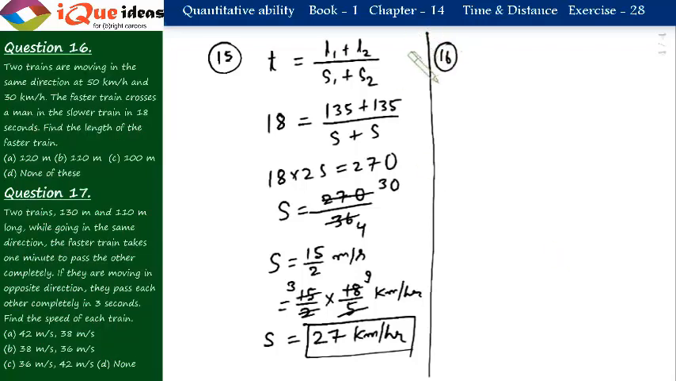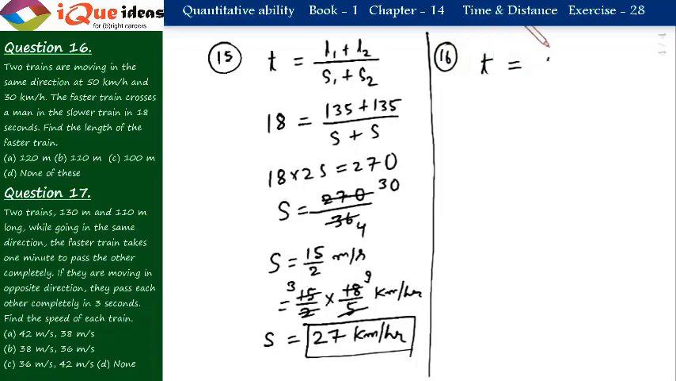Now let's take the next question, question number 16. It says two trains are moving in the same direction at 50 kilometers per hour and 30 kilometers per hour. The faster train crosses a man in the slower train in 18 seconds, right? So the length to be traveled is only the length of the faster train, because the second thing is not a train, it is a man sitting in the train. So a man is always considered as a point, but because he is sitting in the slower train, the speed of the man will be considered equal to the speed of the slower train.